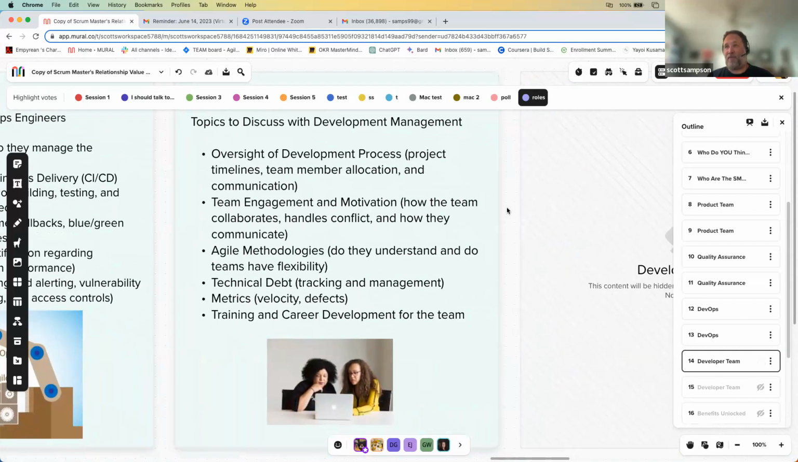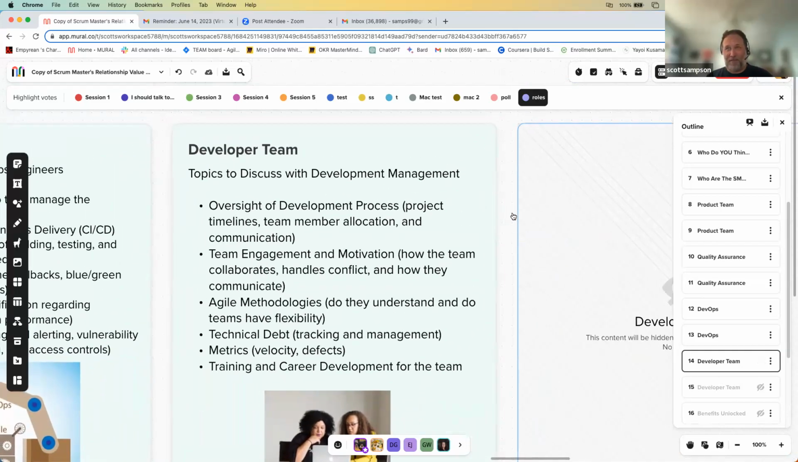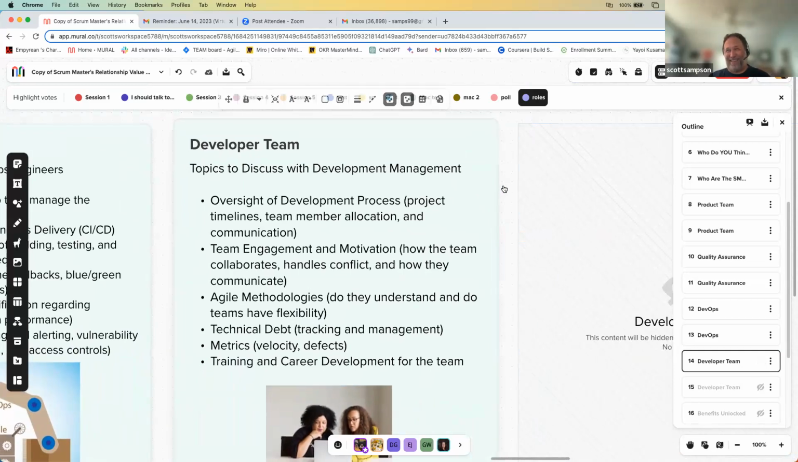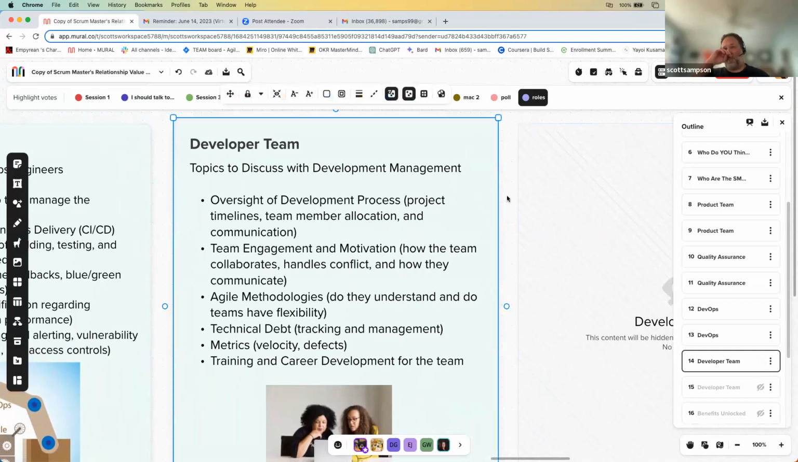All right. And of course, you can talk to the development team. So you'll obviously talk to the development team, development management. You can approach as a Scrum Master, get an idea of what they're thinking about project timelines. How are team members allocated across teams? That's always a hot topic. And trying to capture capacity for teams and team members. Team engagement and motivation.